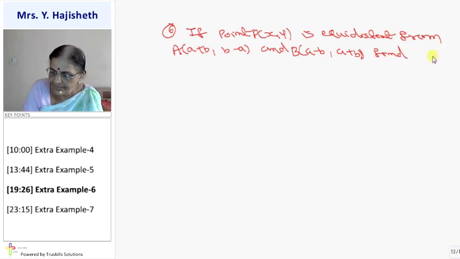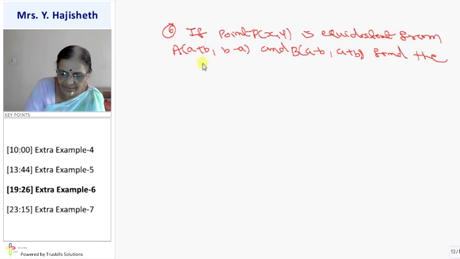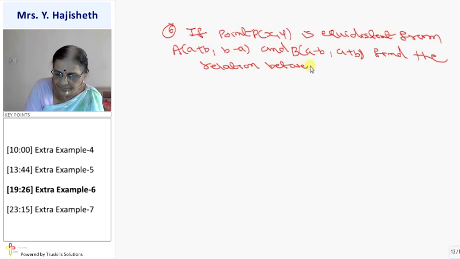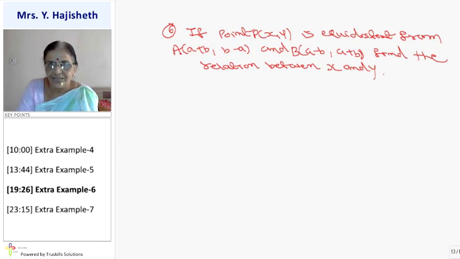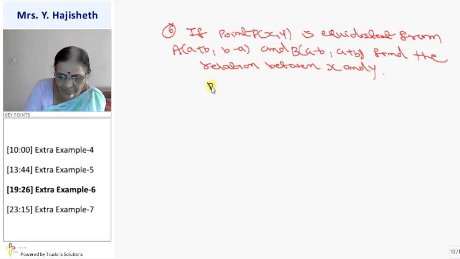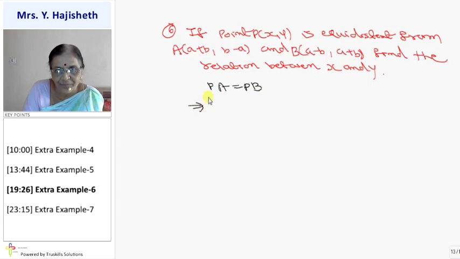Find the relation between x and y. Very good sum. See, डिस्टेंस फॉर्मूला यूज करना है, PA इज इक्वल टू PB, मगर इधर A और B के कोऑर्डिनेट कैसे दिए हैं? न्यूमेरिकल नंबर में नहीं दिए, नोटेशन में दिए हैं. PA स्क्वायर इज PB स्क्वायर.